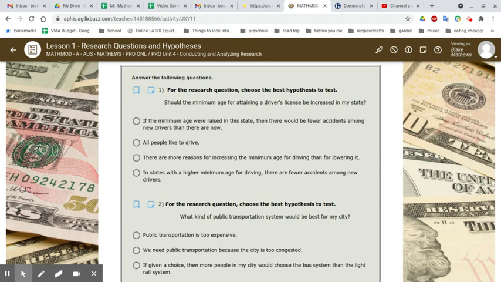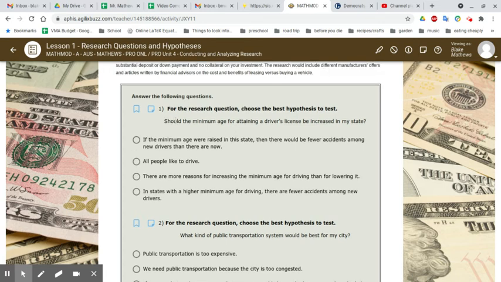It has to be specific enough that I could somehow research that thing. So in this first example, I'm going to do question number 1 and then you'll do the rest. It says here for the research question, choose the best hypothesis to test. Should the minimum age for attaining a driver's license be increased in my state? Okay, so that's the question. So we know that our hypothesis needs to relate to the minimum age for attaining a driver's license. So that needs to be in our answer.